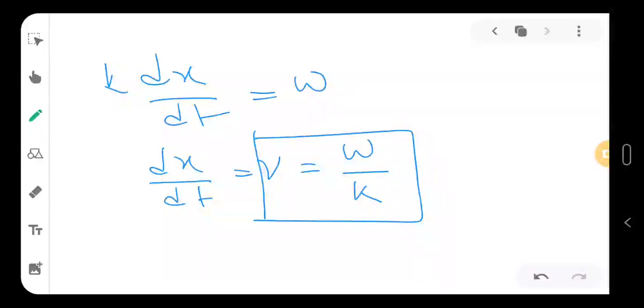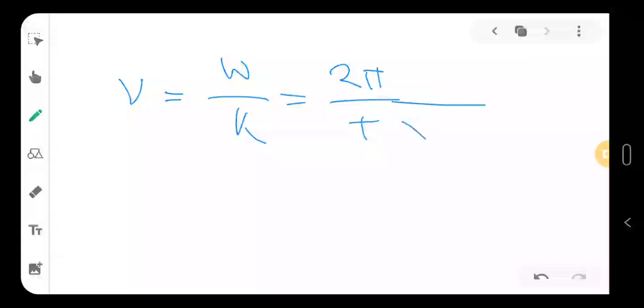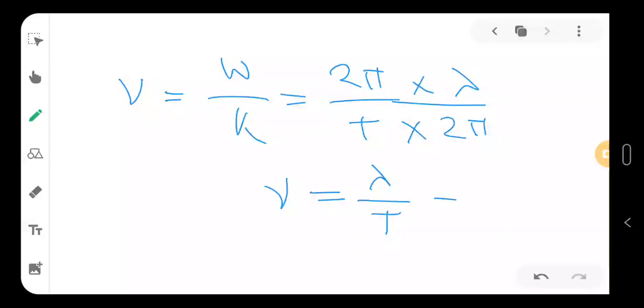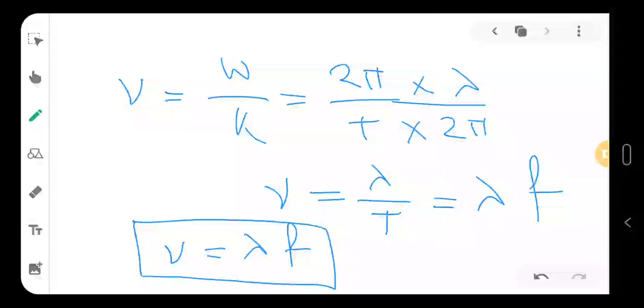And from here I can write that v is equal to omega by k, whereas omega is 2 pi by T, and k itself is 2 pi by lambda. So 2 pi gone. I can write this 1 by T, and 1 by T is frequency, so I can write this as f. So finally I have one more very important equation, that is v equals f lambda. So velocity of any wave is nothing but the product of the wavelength and the frequency itself.